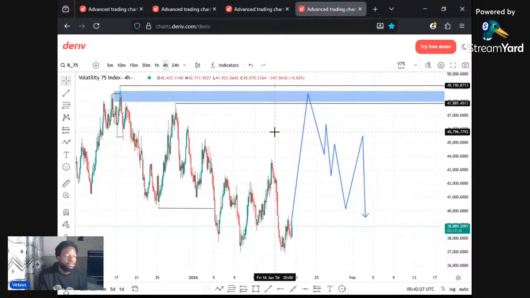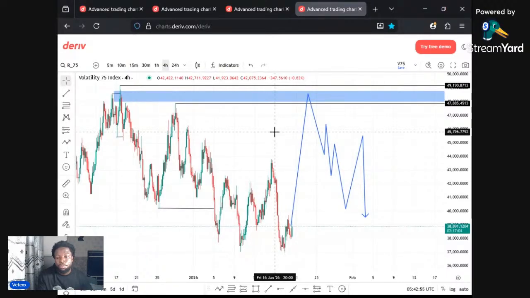So on the V75 index, we don't have anything going on currently. So we always anticipate all this move, price to get into the POI and then give us our continuation on the 15 minutes time frame. And voila, we anticipate, we execute on the trade. If it goes our way, we'll make money. If it doesn't go our way, we'll learn from it.